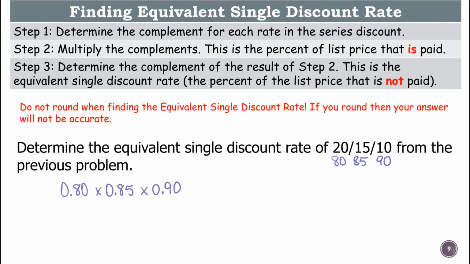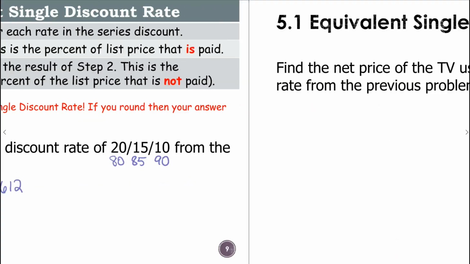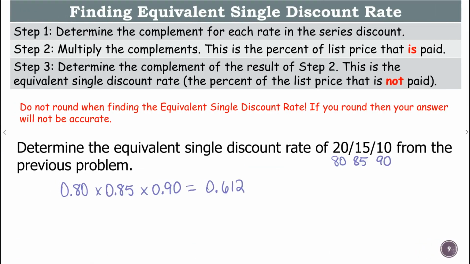And then to find the rate, we multiply those together and we get this decimal number. So the decimal is 0.612. That's what we get after multiplying. And this is the percent, 61.2%. So that percent is not actually the percent we're finding yet.